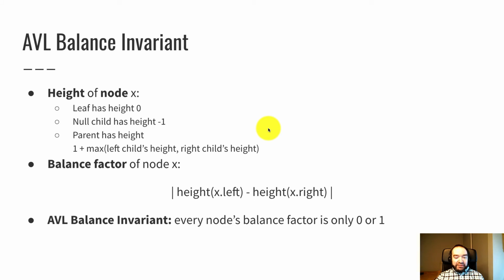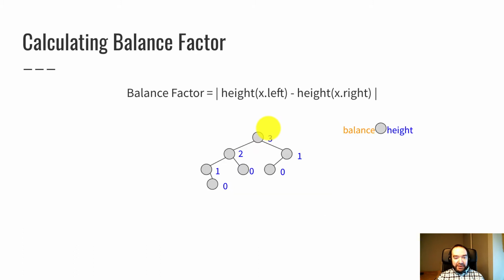The AVL balance invariant, again, is that every node's balance factor is only 0 or 1. So you're allowed to have balance factor 0, that's perfectly balanced. Balance factor 1 is okay, that's a little bit imbalanced, but balance factor 2 is over the line. So anytime a tree has a balance factor of 2 or more, that would be a balance violation, and if we want that tree to be an AVL tree, we need to fix it somehow.